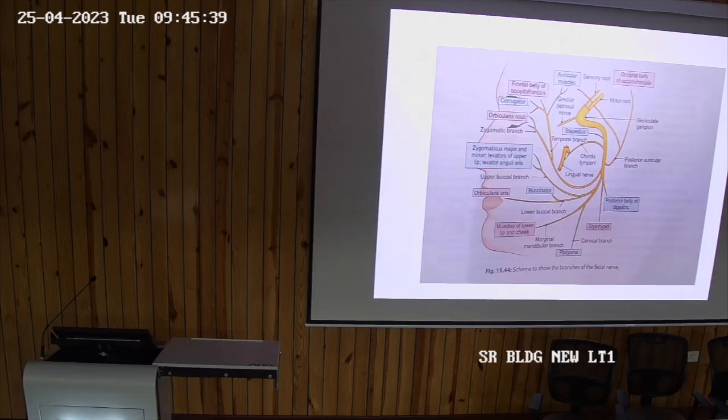And also the buccal branches, which are again the upper buccal branches and lower buccal branches. And look here, this is the buccal branch which is dividing into the upper buccal branch and lower buccal branch. And one more terminal branch runs along the lower border of the mandible, and that is called the marginal mandibular branch. And another important branch which supplies the platysma is the cervical branch of the facial nerve. So all these are the terminal branches of the facial nerve.